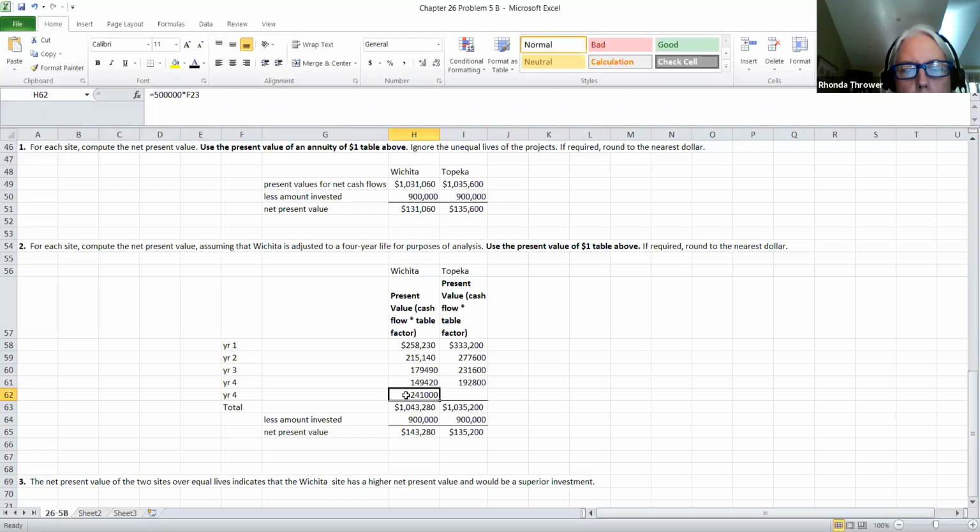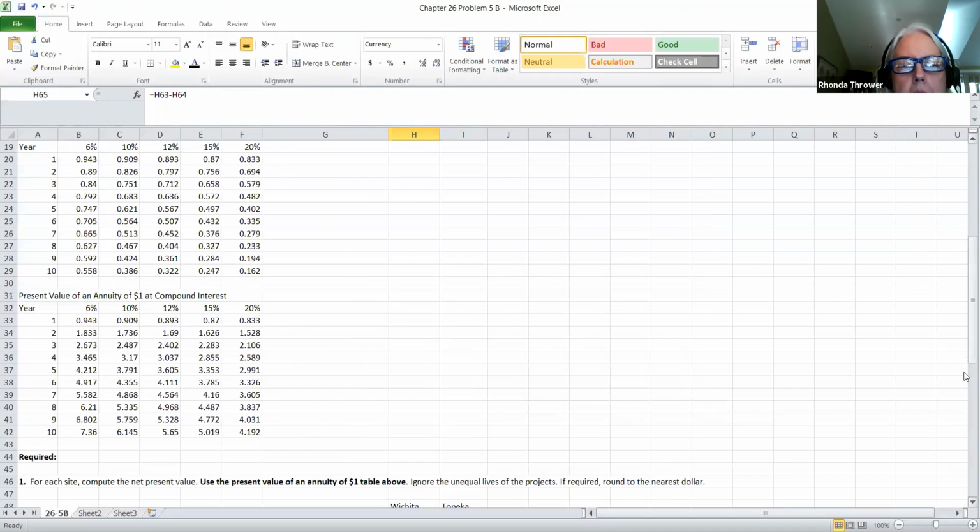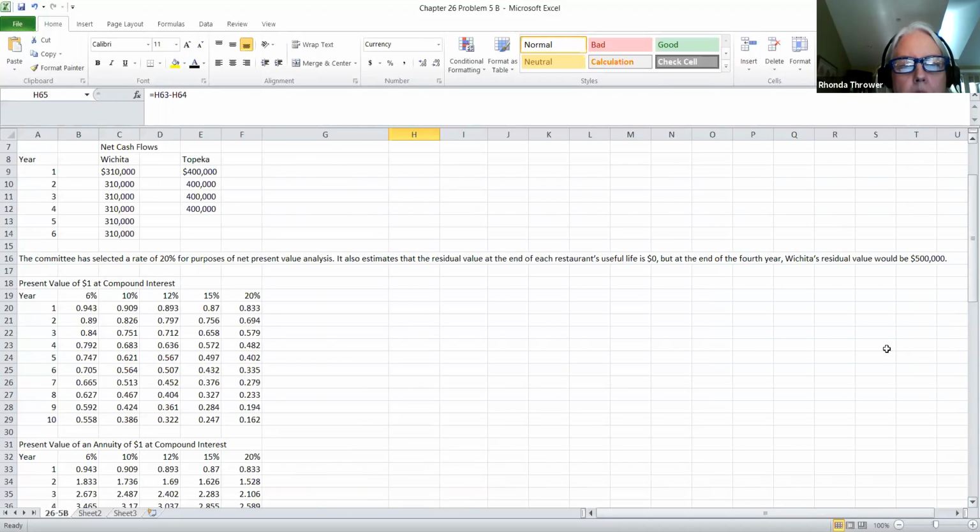Once you have determined your present values, you're going to total them up. Then you're going to put down the initial amount of the investment, which we thought the cost of this investment was going to be 900,000. The difference between these is the net present value amount. For Topeka, it only had a 4-year life. There was no residual value at the end of this life that we had to take into consideration.